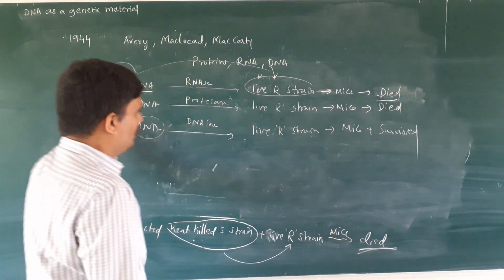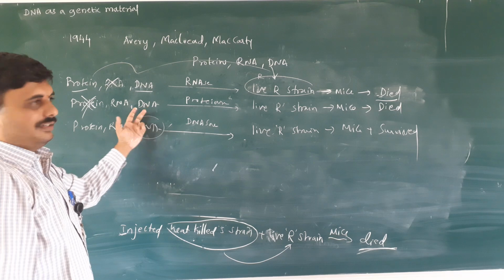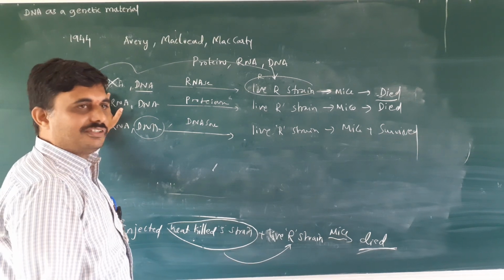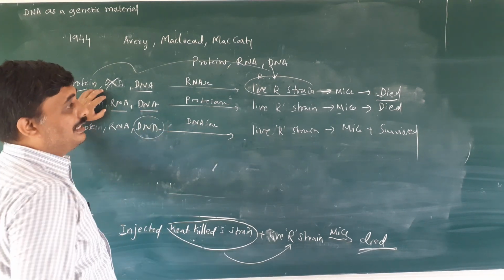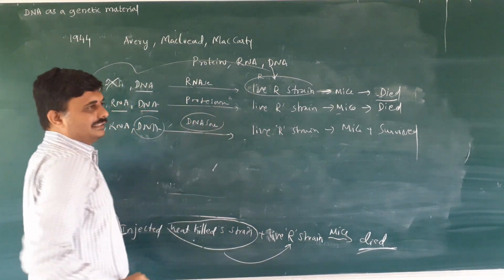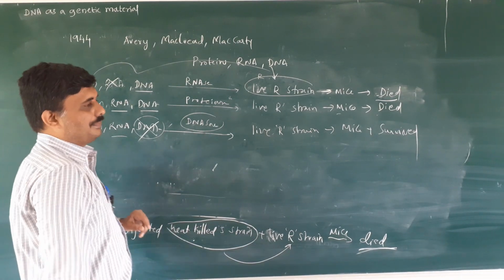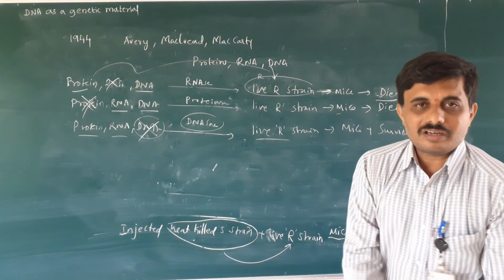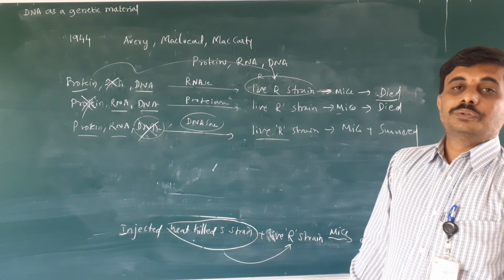Mice got died. When they treated with the proteinase enzyme, the protein was destroyed and two components remained, RNA and DNA. When they were mixed with the live R strain and injected, the mice died, so either RNA or DNA was transferred to the R strain. Lastly, when they treated with DNase, the DNA was destroyed. There is no DNA present, so only protein and RNA remain. When mixed with the live R strain, these materials are not transferred, so the live R strain is not converted to a virulent strain.